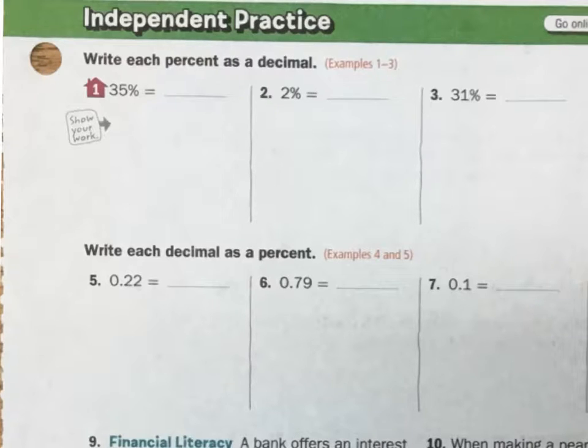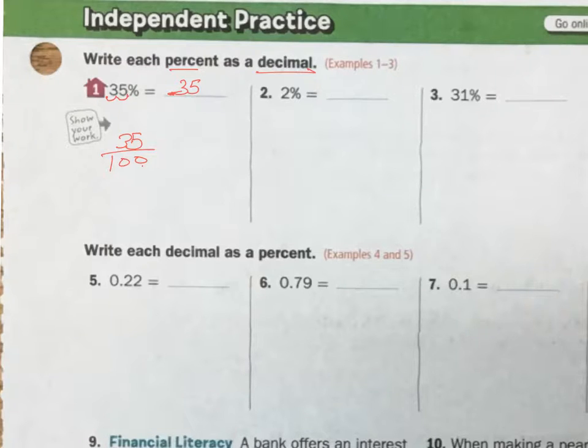We have 35%. We want to change it from a percent to a decimal. And when we do that, we start right here, and we go 2 over. 1, 2. 0.35. Okay? The other way to do it is take your percent, 35, put it over 100. You have 35 hundredths, and you know you got a decimal, 0.35. And you can always use your calculator.